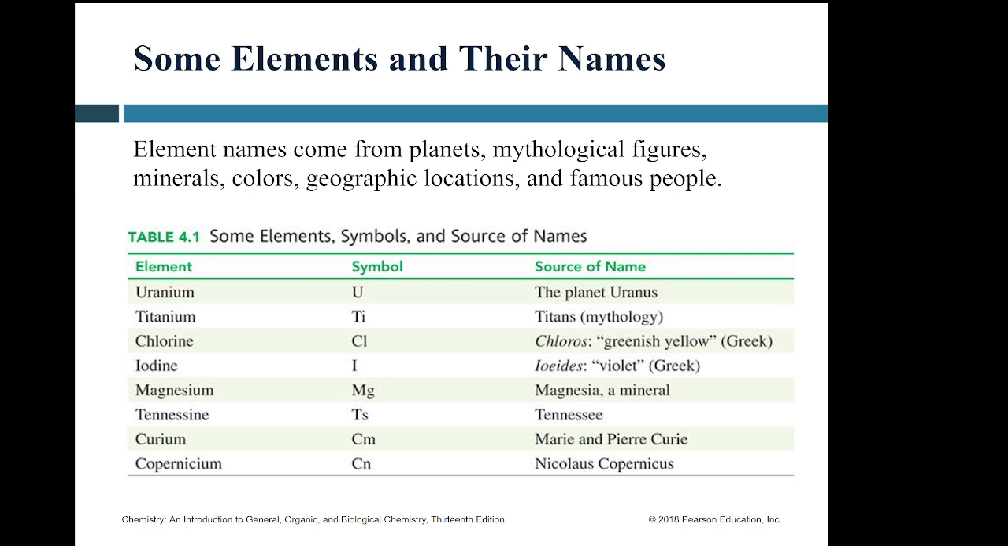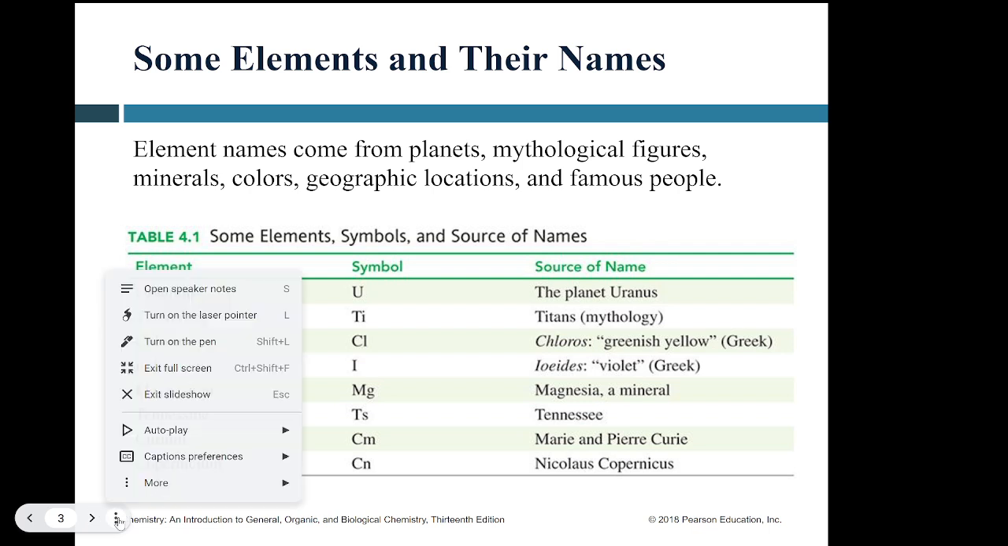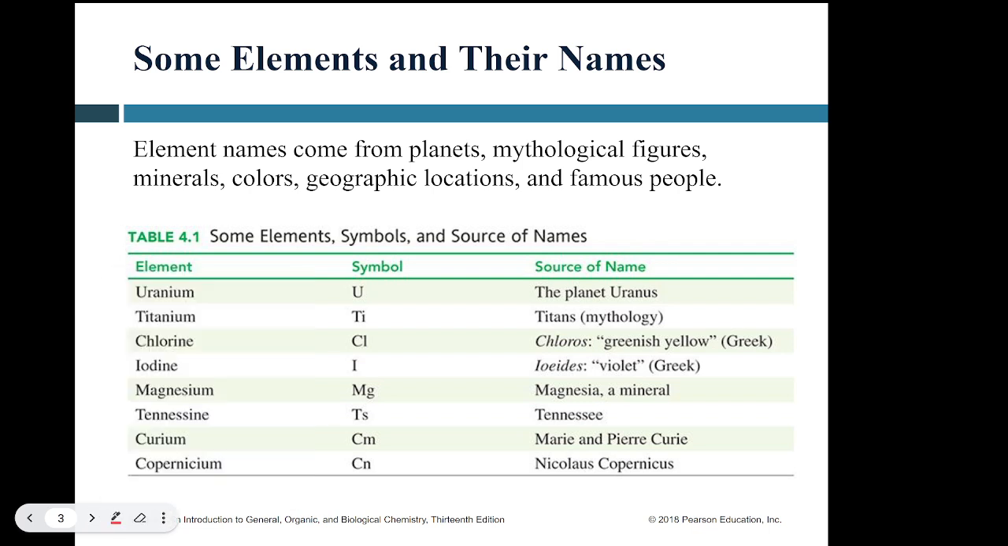This is, of course, uranium, named for the planet Uranus. Here we have titanium. That's actually a Titan from mythology. Chlorine comes from chloros, the Greek for greenish yellow, because the gas is a greenish yellow. Iodine comes from iodes, violet. If you look at liquid iodine, it's a really deep violet shade.